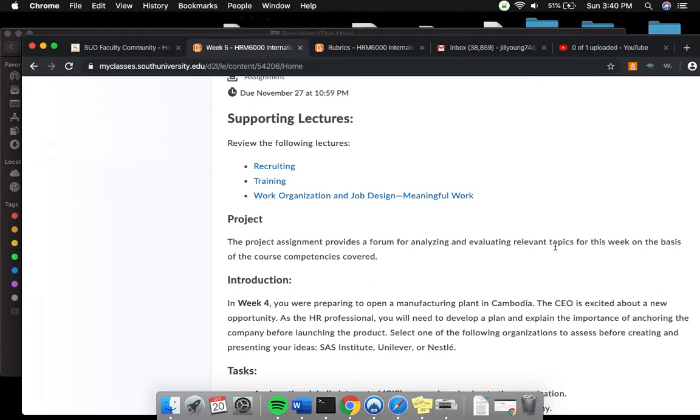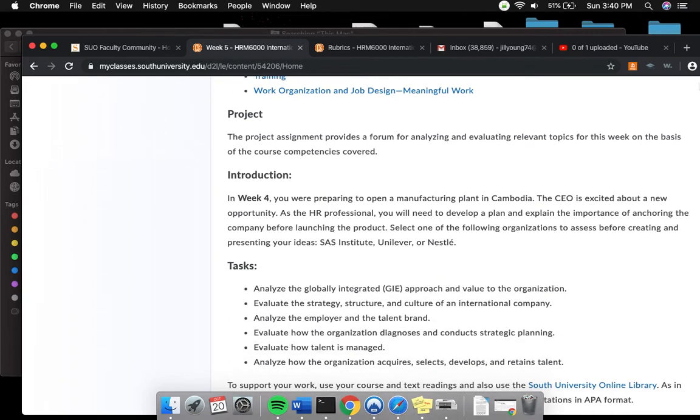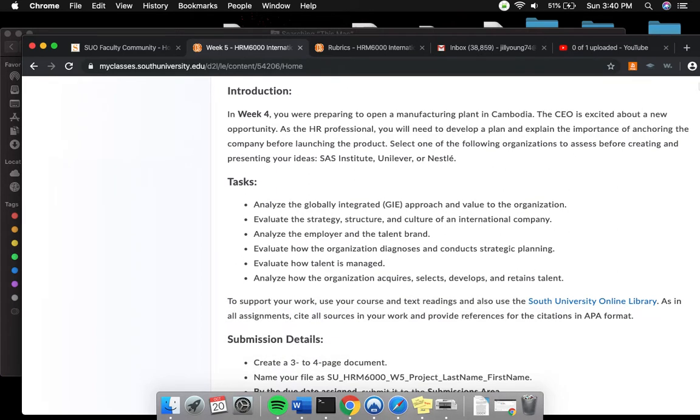And then in week 5 you are developing a plan and explaining the importance of anchoring the company before launching the product. So basically you're going to assess either the SAS Institute, Unilever, or Nestle for that. You're going to assess those companies before you present your ideas. And after you do that, you're going to do these tasks.